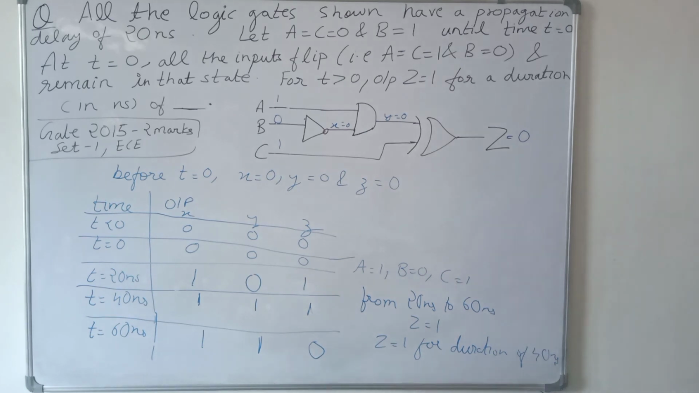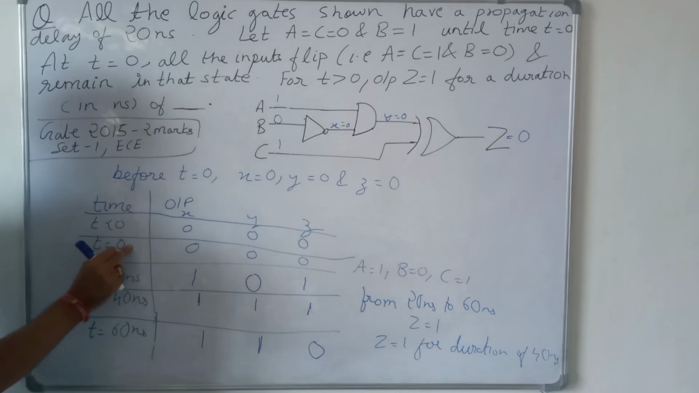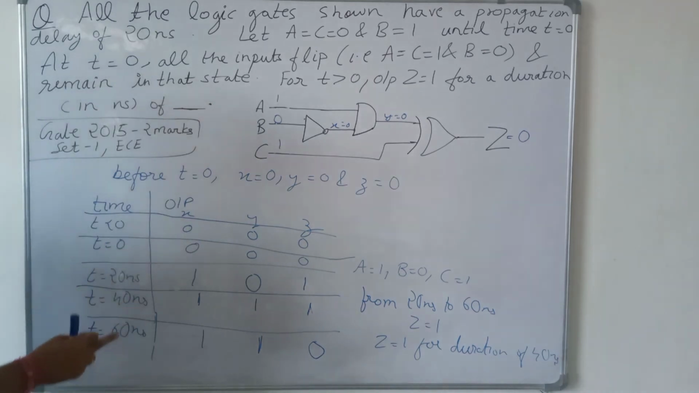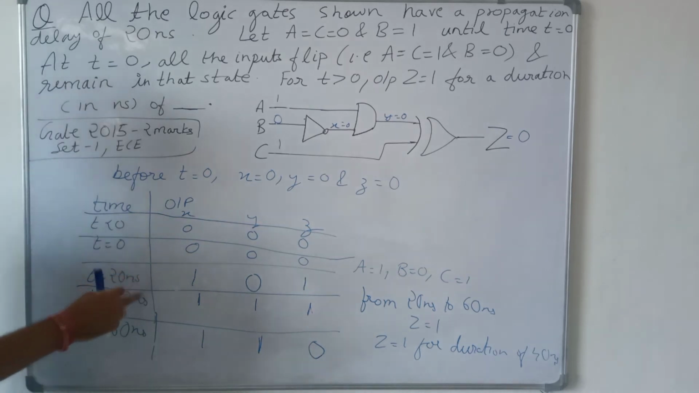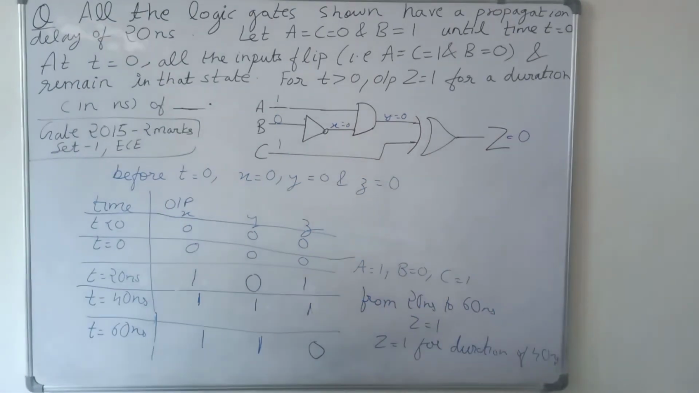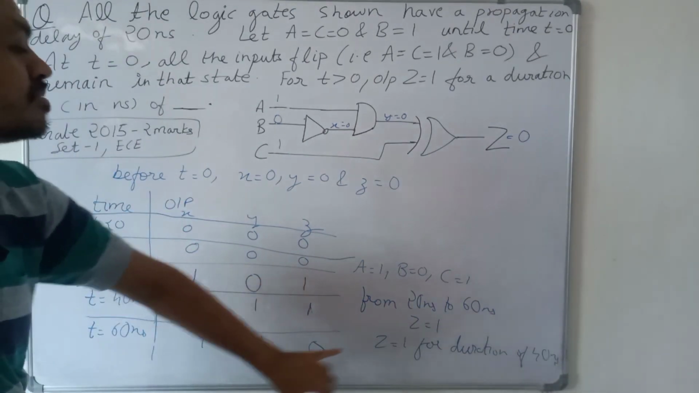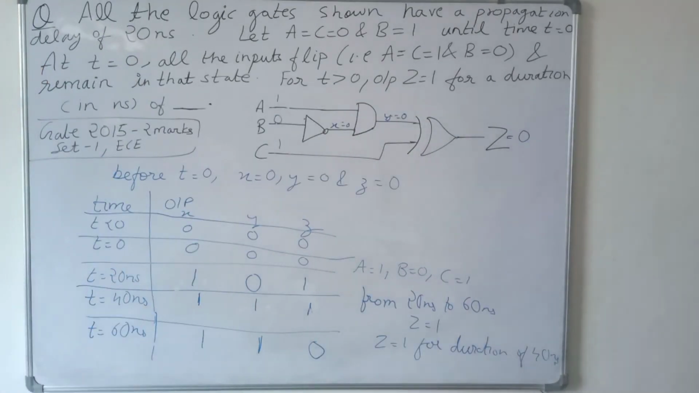For the output at t equal to 20 nanoseconds, we have to check the input at t equal to 0 nanoseconds. For the output at t equal to 40 nanoseconds, we have to check the input at t equal to 20 nanoseconds. And for the output at t equal to 60 nanoseconds, we have to check the input at t equal to 40 nanoseconds. So z remained 1 from 20 nanoseconds to 60 nanoseconds. So the answer is a duration of 40 nanoseconds.